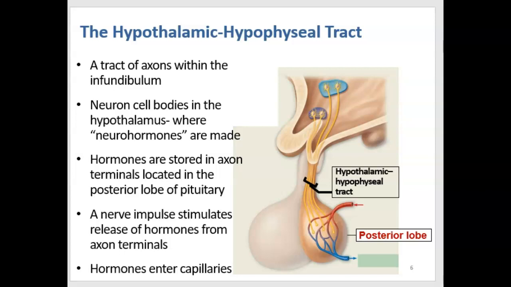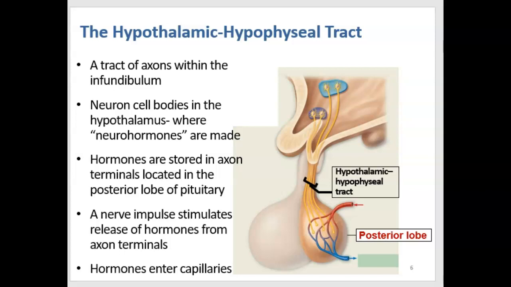So let's first look closely at the hypothalamic hypophyseal tract. There's a tract of axons within this infundibulum that connects the hypothalamus with the posterior lobe. Now, the cell bodies of these neurons are located in the hypothalamus, and that's where the hormones are made, in the cell body of these neurons. So sometimes people call these hormones neurohormones.